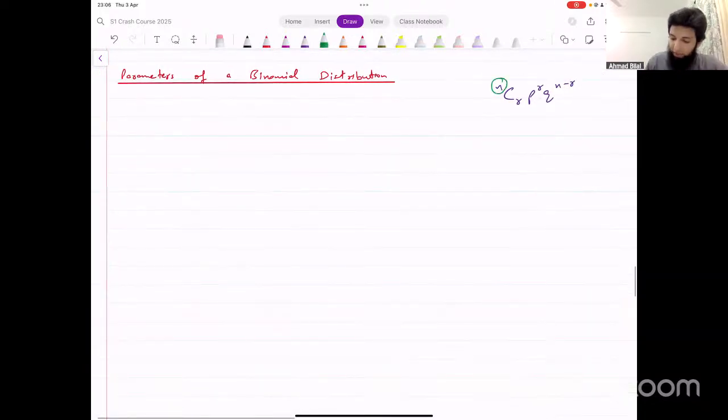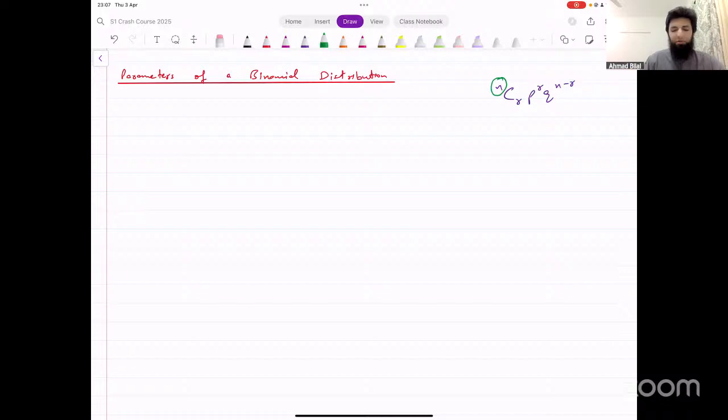Now, n represents the number of times you're repeating something. p represents probability of success, and q represents probability of failure. In order to use the formula, you need these values. You need n, you need p, and you need q. A binomial distribution is described by these things. It's described by the value of n and the probability of success.